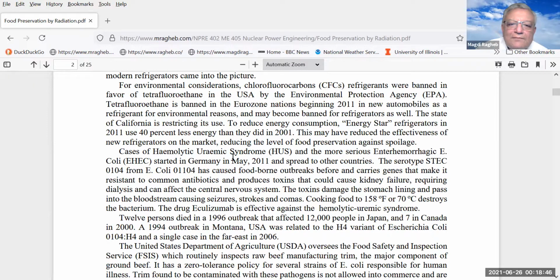Cases of hemolytic uremic syndrome, HUS, and another more serious enterohemorrhagic E. coli. E. coli is Escherichia coli. That's a bacterium that grows in our intestines, and it grows in the intestines of cows and the intestines of chicken. And when they're slaughtered, basically it contaminates the meat that we end up eating in general. The serotype STEC, they call it, from Escherichia or E. coli, caused foodborne outbreaks before and carries genes that make it resistant to common antibiotics.